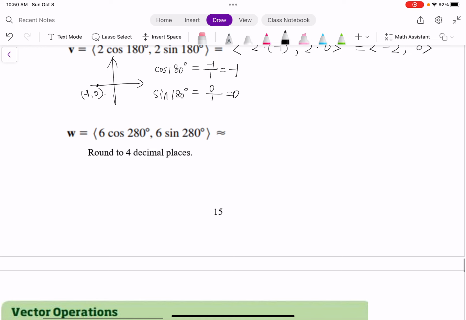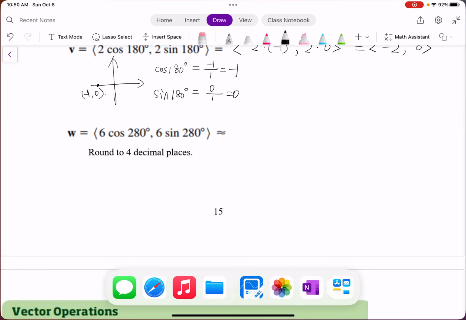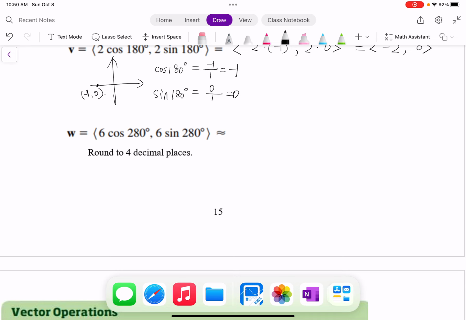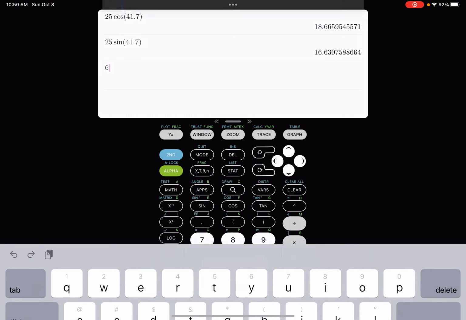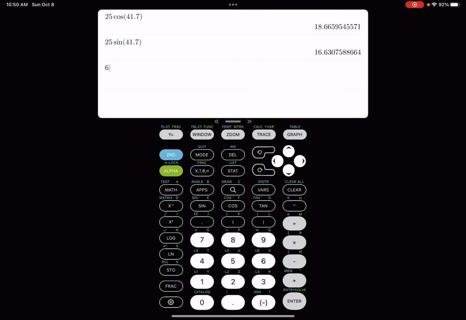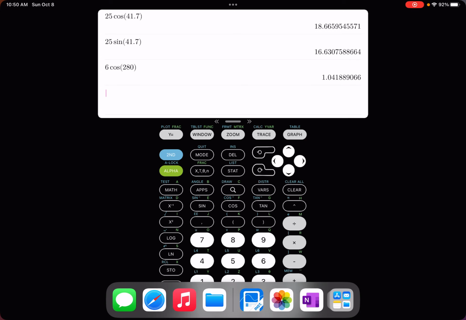How about the next one? It says round to 4 decimal places. This one, w equals x component 6 times cosine 280 degrees, y component is 6 times sine 280 degrees. This is the one where I need my calculator, because these are not special angles. So 6 times cosine 280 degrees, and hit enter. That's 1.0419.